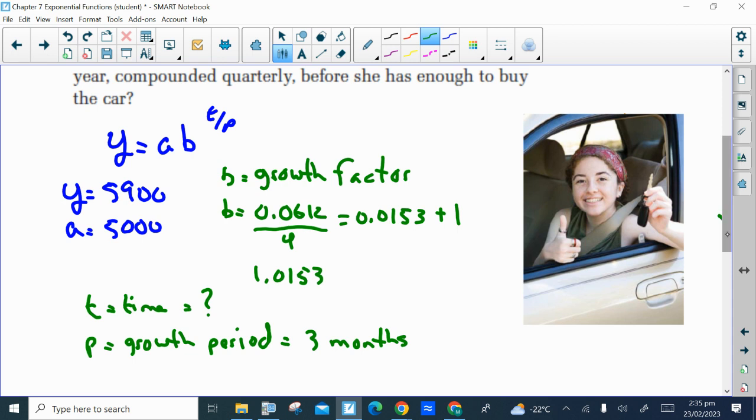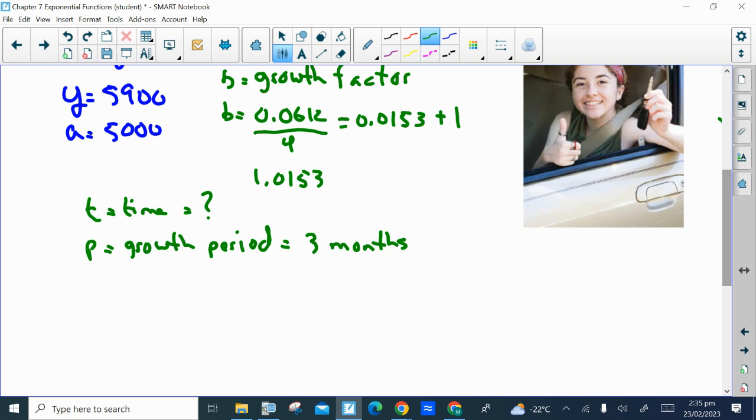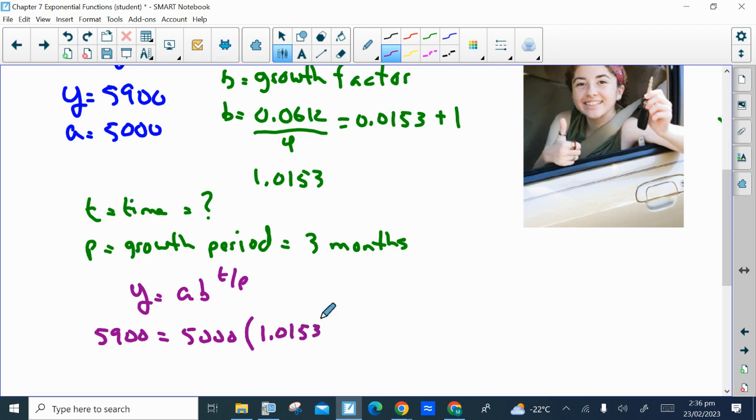So this is what we put in our calculator. Again, our equation is y equals a times b to the power t over p. We said y was 5,900. That's our final amount. a is our initial amount of 5,000. b, our growth factor, is 1.0153 to the power t over 3. And we want to solve for t.